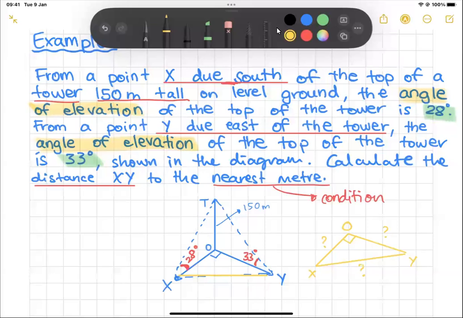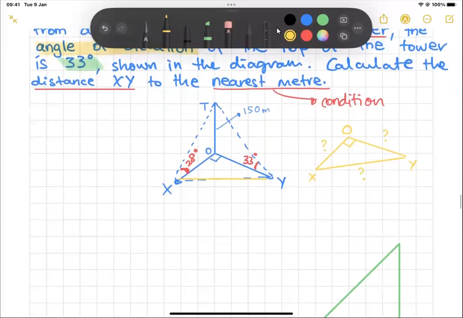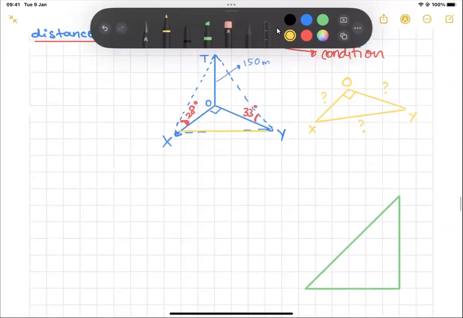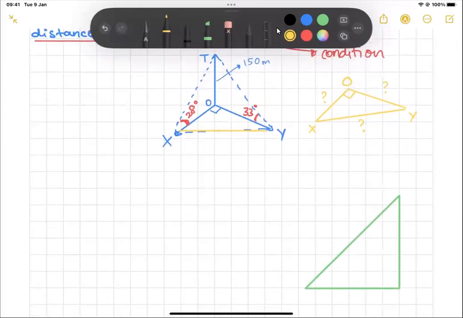So my only option is to solve either XO first and then YO, or the other way around. I'm going to start by finding what the side XO would be. Isolating it again, this here is another right angle triangle. So let's isolate this triangle right here. This one here is XOT.